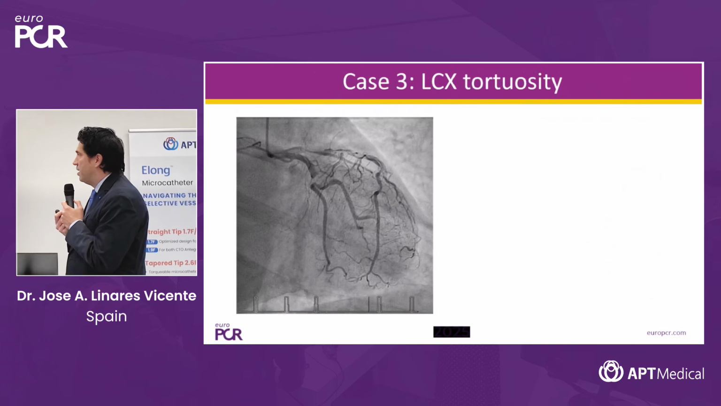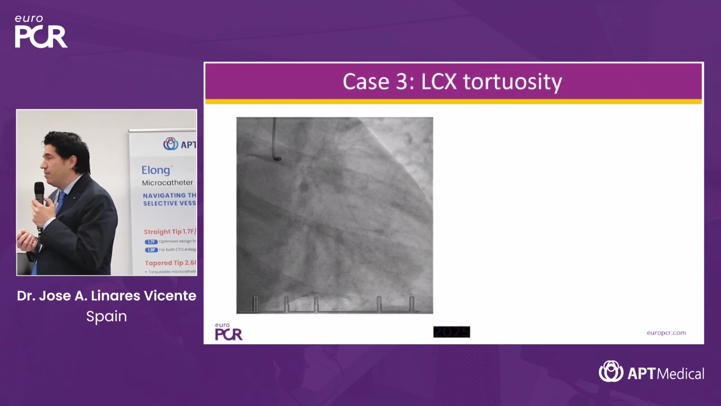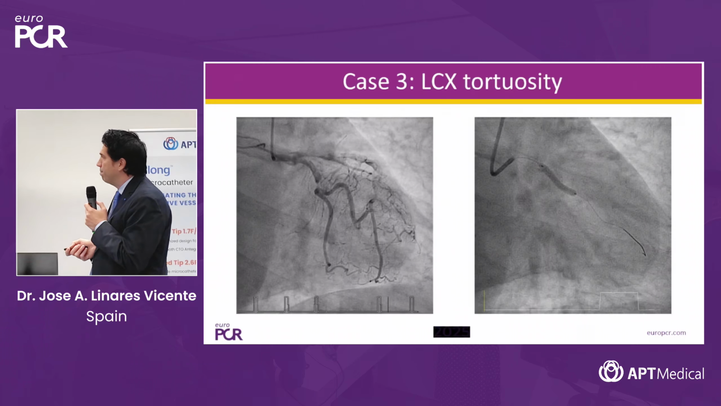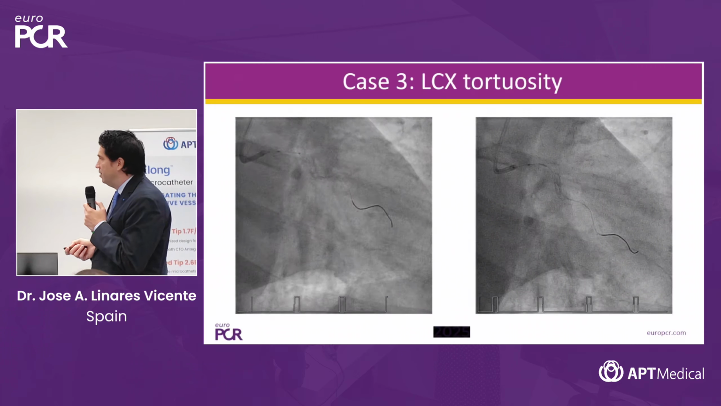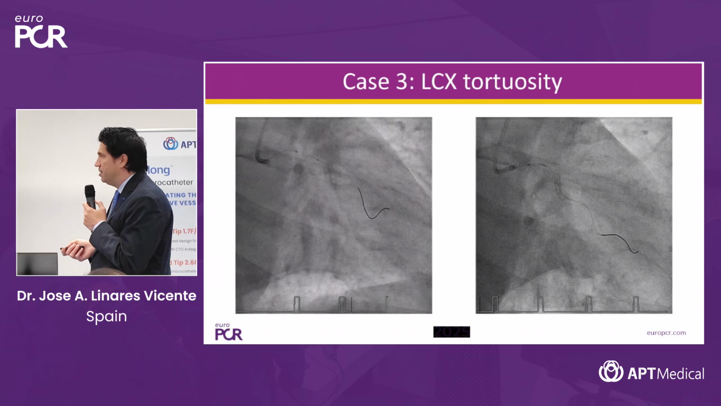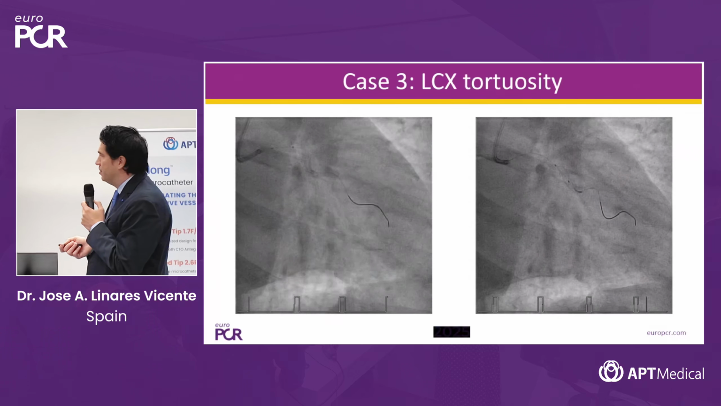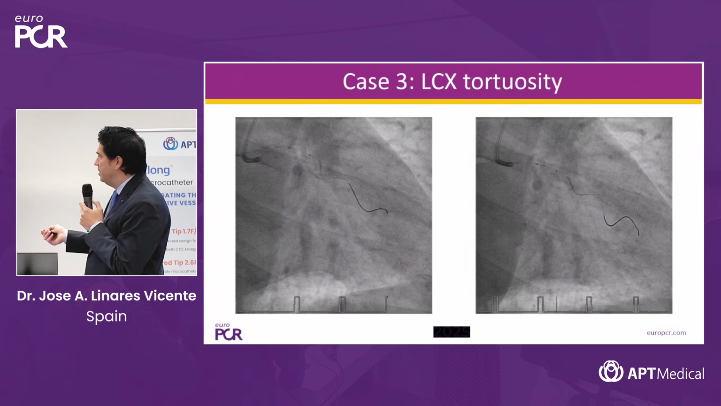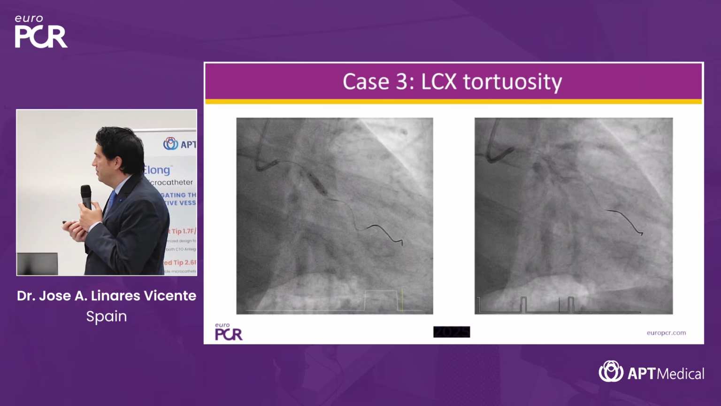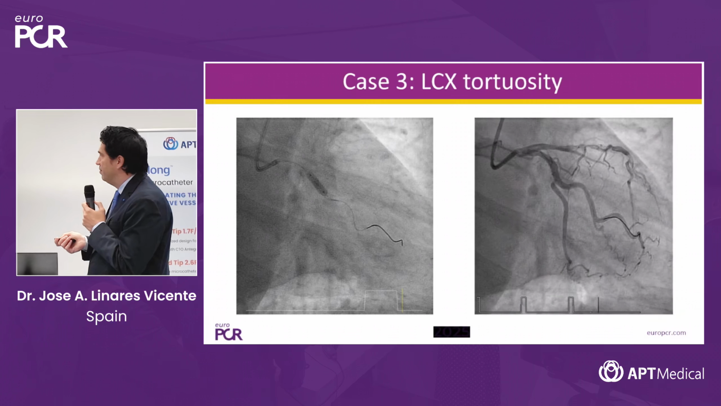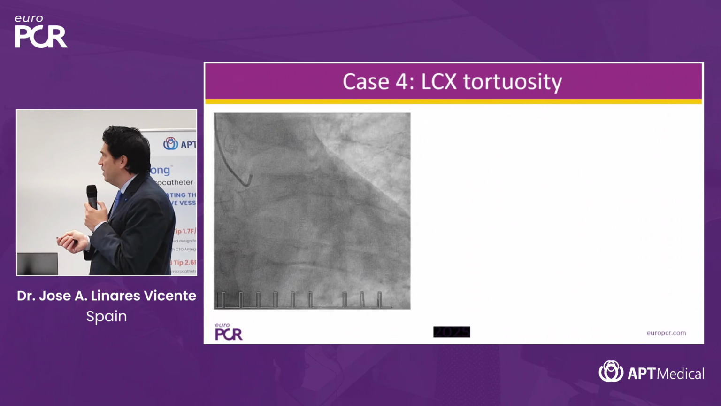This is a case of a typical left circumflex tortuosity anatomy. After stent deployment, a regular NC balloon doesn't cross the lesion, and the CONQUEROR easily passes the lesion and permits the post dilatation.